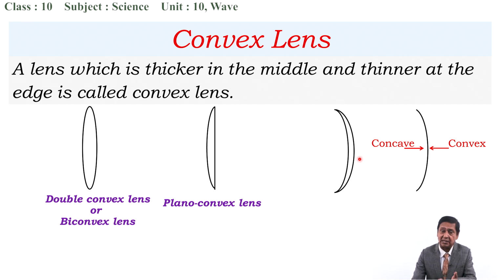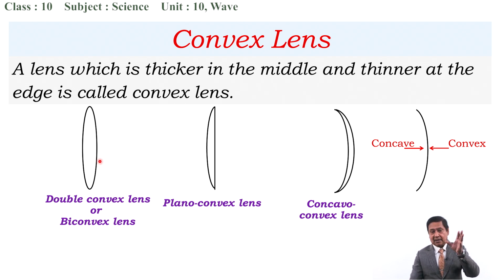This is convex lens because the middle part is thick and edge is thin. But one of the surfaces is concave. That's why this is called concavo-convex lens. This way we can differentiate convex lens also into different types: double convex lens, plano-convex lens, concavo-convex lens. There are 3 types of convex lens.